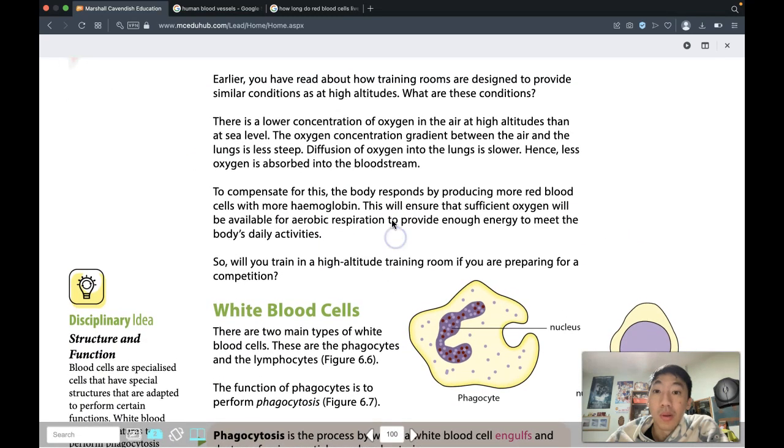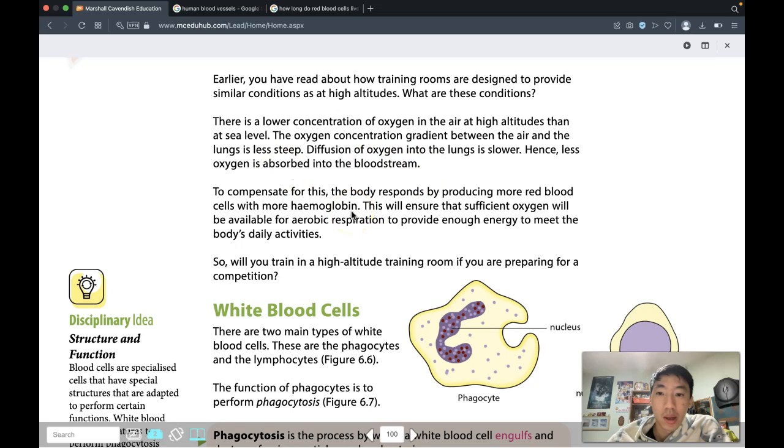Okay, so just now we were talking about training at high altitudes, right? There's a low concentration of oxygen in the air at high altitudes as compared to sea level. For example, Singapore is a sea level country, right? We are very near to the sea. There are no mountains or any high altitudes in Singapore. So we are very used to sea level oxygen. If one day we go to climb Mount Everest without training, we will find it very difficult to breathe. Why? The diffusion of oxygen into the lungs is slower, so there's less oxygen absorbed into the bloodstream.